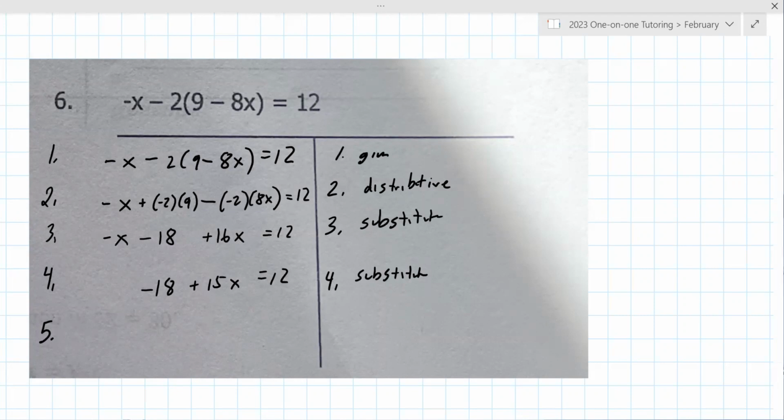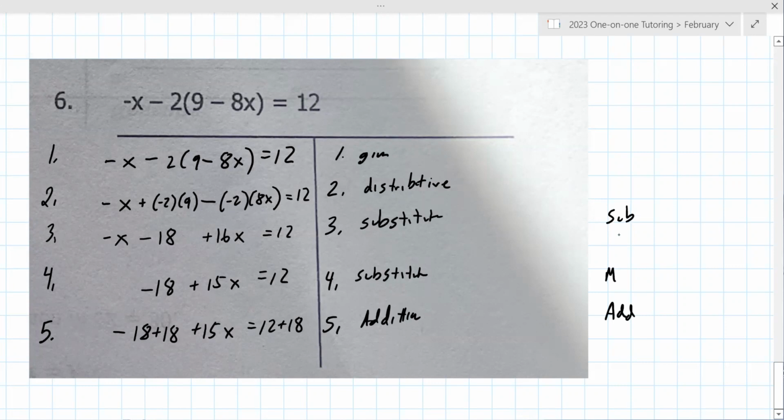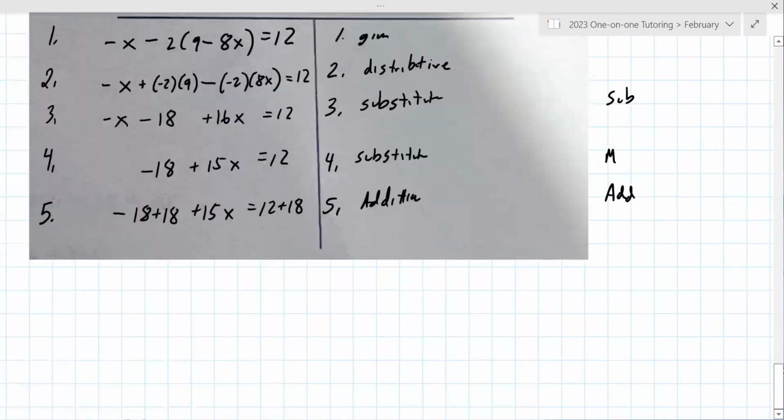Number 5, you subtract or you add? Yes, add 18, exactly. And see if you can get away with using less in class, like if you can write add, subtract, multiply, or even just one letter. These get kind of long. 15x equals 30. That's the substitution.